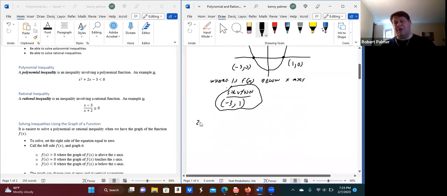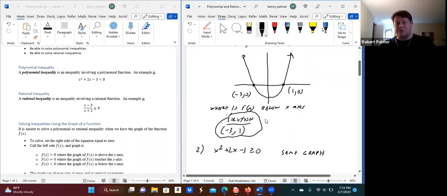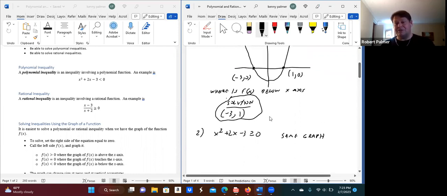In fact, let's do that below. Just do number 2. Let's say we have x squared plus 2x minus 3 is greater than or equal to 0. Okay, so we use the same graph, it's the same function. So where is it greater than 0? Where is it above the x-axis?